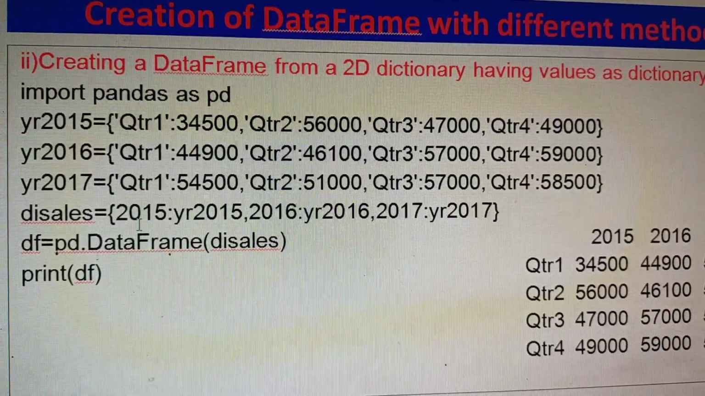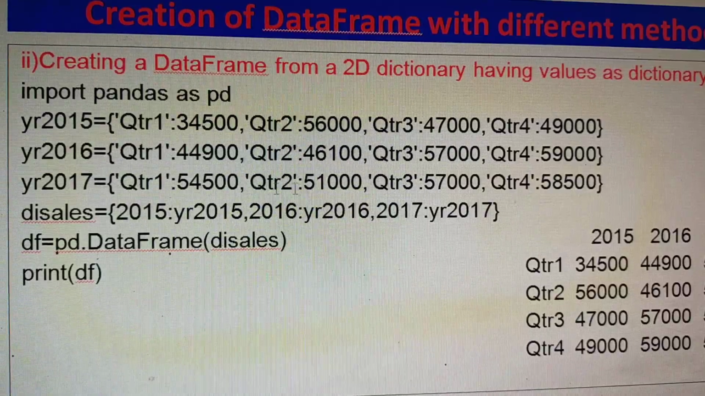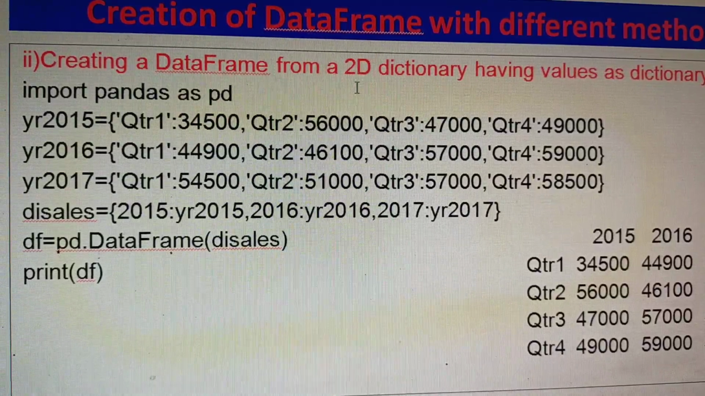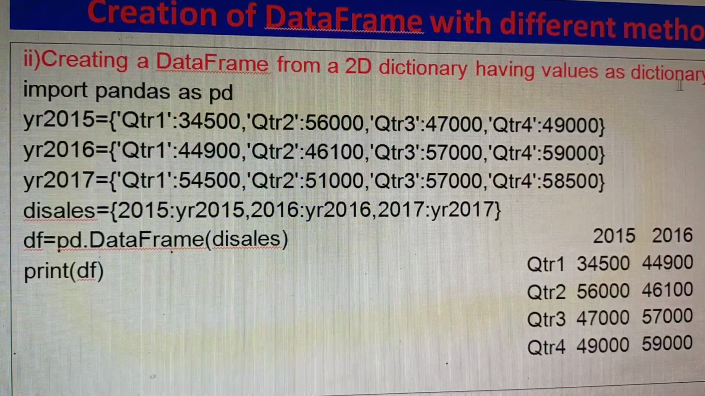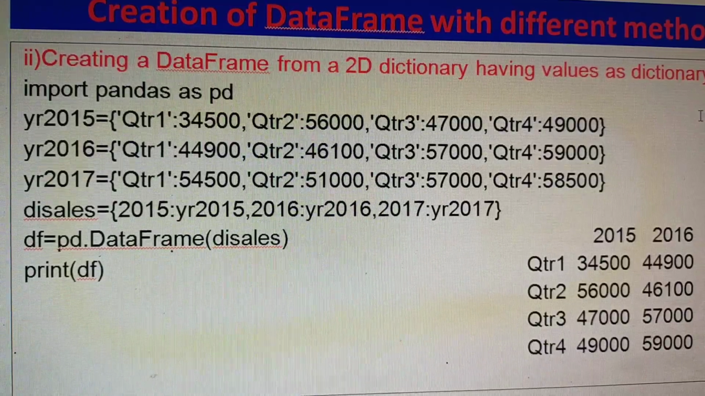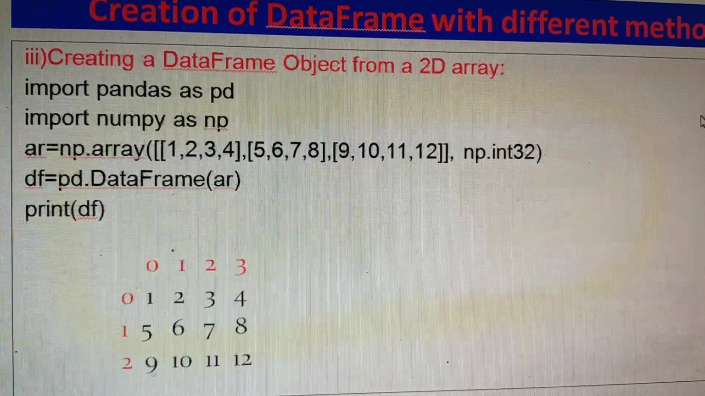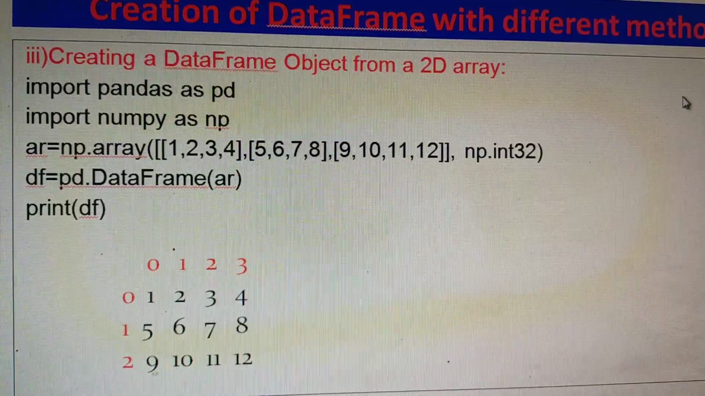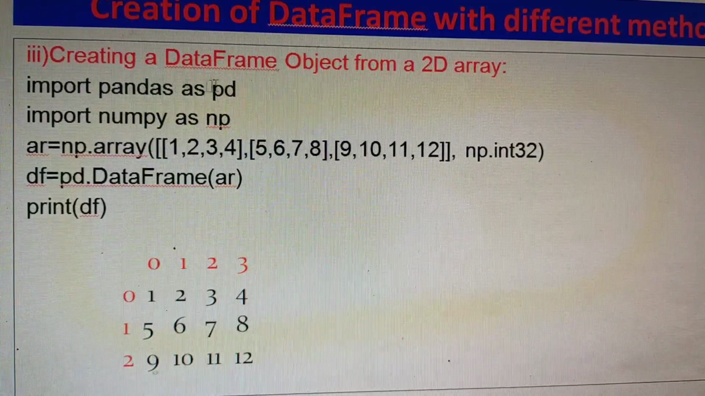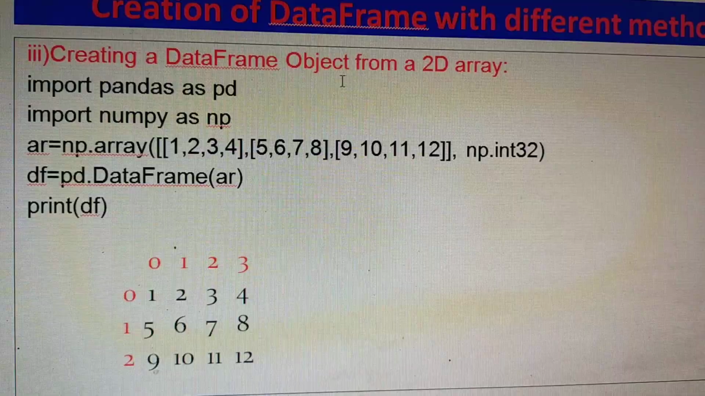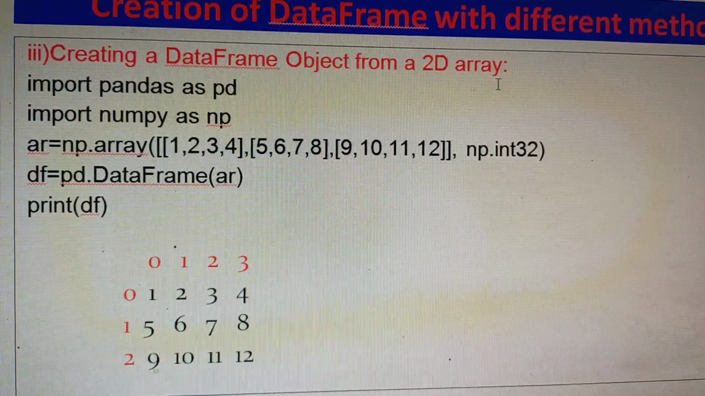So this is the way you can create the data frame from the 2D dictionary having the value as dictionary. Now move to the next method. The next method is creating a data frame object from a 2D array.